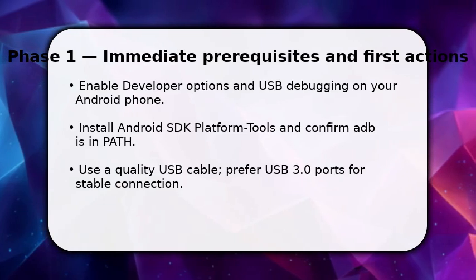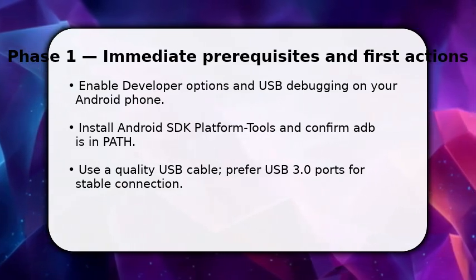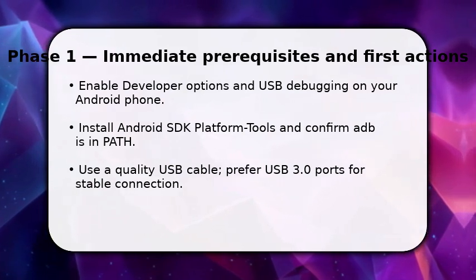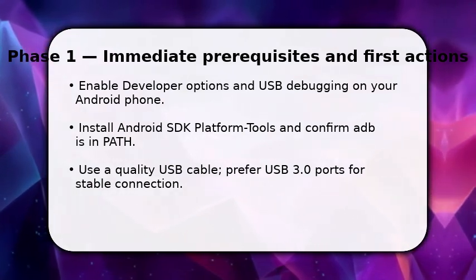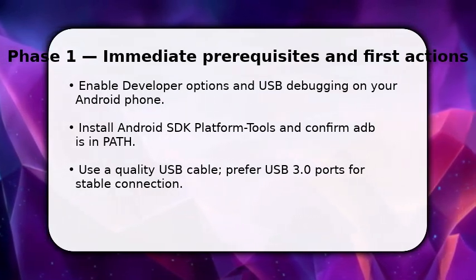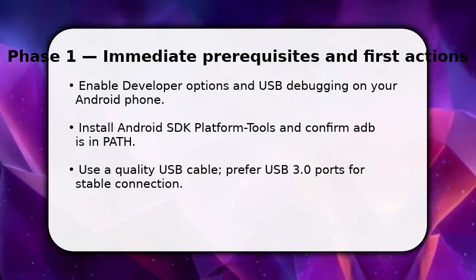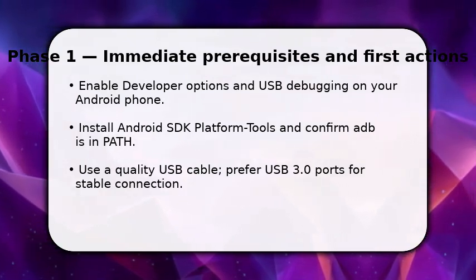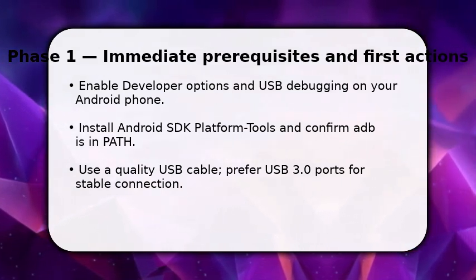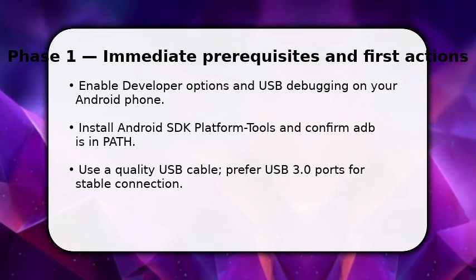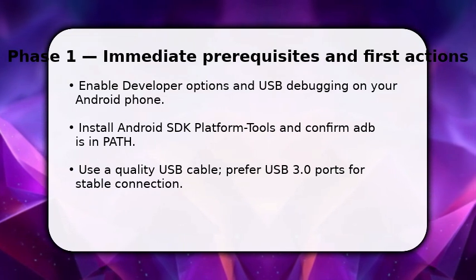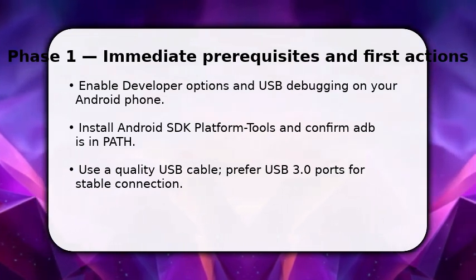You start by prepping both devices, enable developer options, and turn on USB debugging on the phone because ADB needs it to talk. Once done, install Android SDK platform tools and make sure ADB is in your path so Android Studio can find devices. Connect with a good USB cable, plug into a USB 3.0 port if available, and accept any RSA key prompts on the phone. This immediate setup gets the communication channel alive and prevents common permission issues.